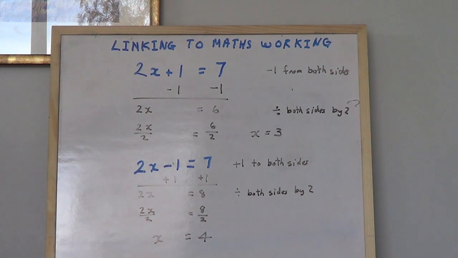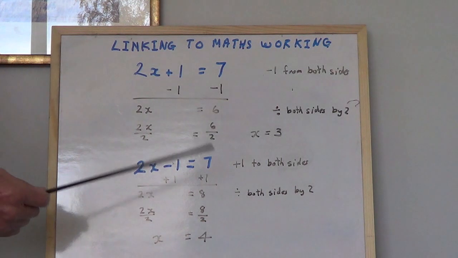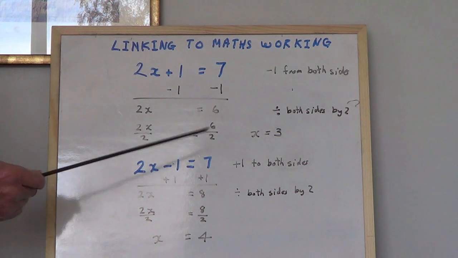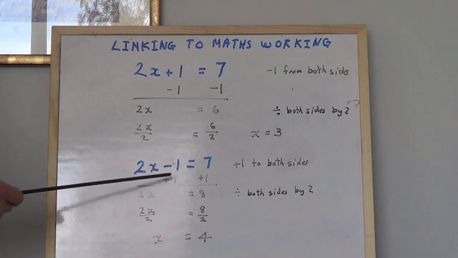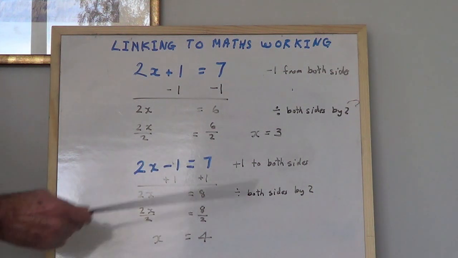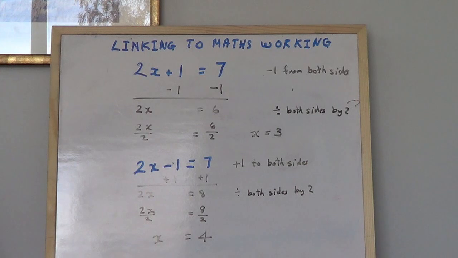Similar for this one here. You add 1 to both sides to disappear the -1. See, there's 2x there, there's nothing there, and there's 8 there. Divide both sides by 2, there's x equals 4. And you can link it up to the working. And if you're doing equations, the working is important. And we've finished this part now.